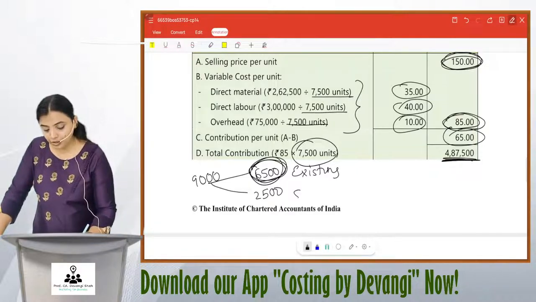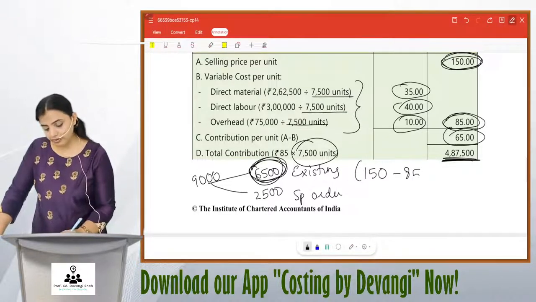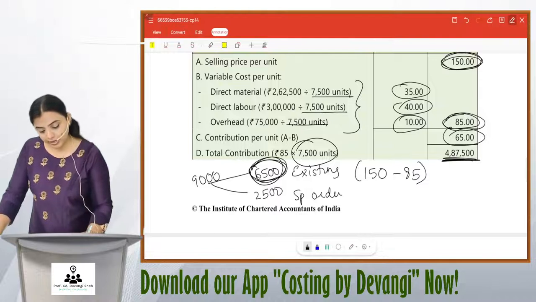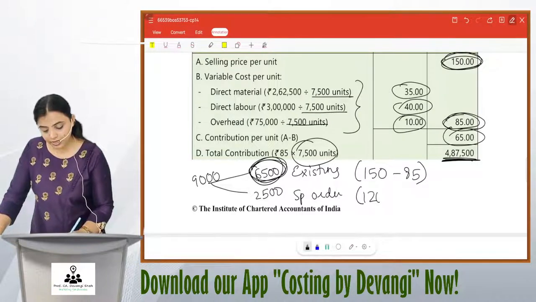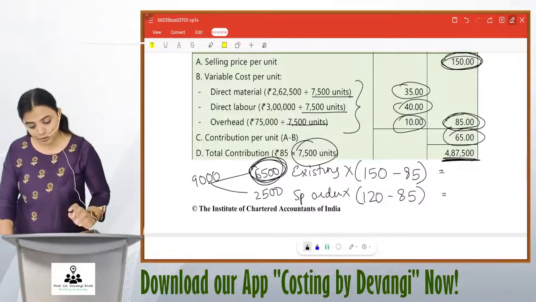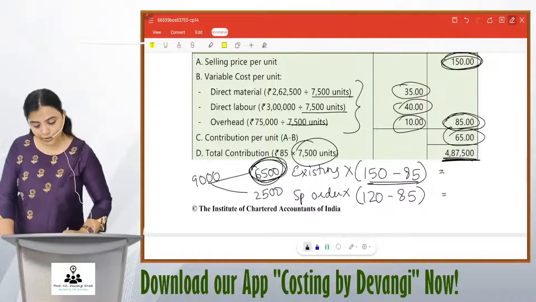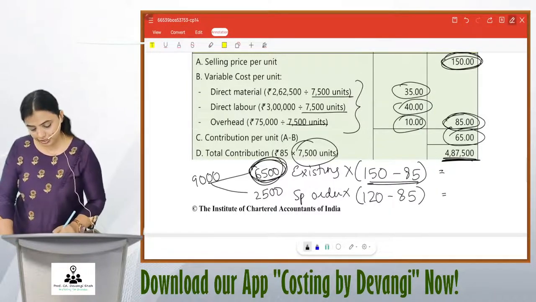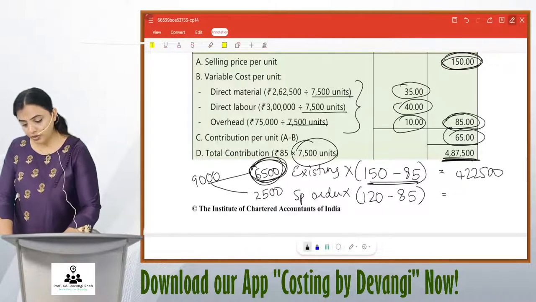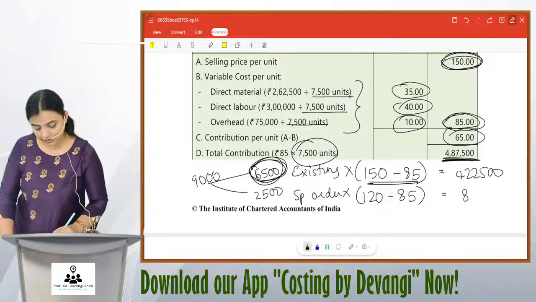और ये स्पेशल ऑर्डर है, एग्जिस्टिंग केस हम 150 में बेचेंगे और इसका वेरिएबल कॉस्ट 85 है, राइट? स्पेशल ऑर्डर हम 120 में बेचेंगे, इसका भी वेरिएबल कॉस्ट 85. तो फ्रेंड्स, मल्टीप्लाई करो और देखो कंट्रीब्यूशन कितना मिलता है. Here I am earning 150 − 85, 65 rupees contribution for 6,500 units, 422,500. And here 120 − 85 gives 35 × 2,500, you get 87,500.